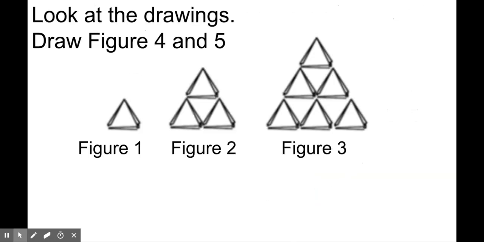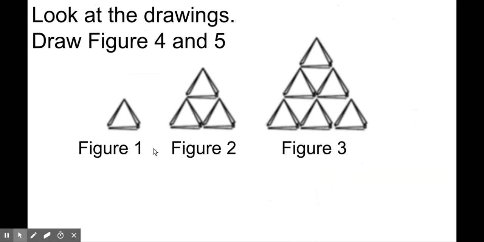So this is what I would do. I pulled it out of the problem. And I also noticed that in the upper left, I pulled out the original question that we had, not the one with the big multisyllabic words, but the one that we made up together to simplify the problem. So look at the drawings and draw figures 4 and 5. So to figure out what figure 4 and 5 look like, we have to figure out what figure 1 and 2 and 3 are telling us.